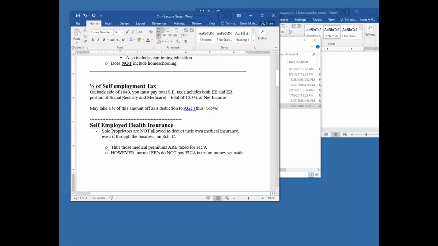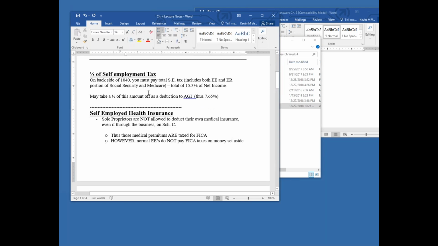There's a place there for half of self-employment tax. You get to take back off your taxes. We're going to talk more about that when we get into having your own business in the second half of the semester.